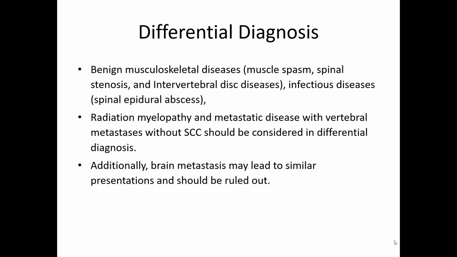Differential diagnosis. Although you always keep in your mind that this is probably a metastasis, other causes may be muscle spasm, spinal stenosis, intervertebral disc disease, or spinal epidural abscess. Radiation myelopathy, and metastatic disease with vertebral metastasis without spinal cord compression, should be considered in the differential diagnosis. There is metastasis, and they have pain in the spine, for example, CA prostate. They should have some low dose of radiotherapy to decrease the pain, but unfortunately, it may cause myelopathy. Additionally, brain metastasis may lead to a similar presentation and should be ruled out.